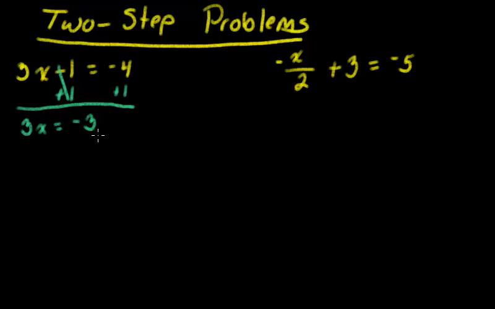Now you want to do the opposite of what's happening here. You want to get this variable by itself. Well, this variable is being multiplied by 3, so you're going to divide both sides by 3. 3 divided by 3 cancels out, and your answer is x equals negative 1.